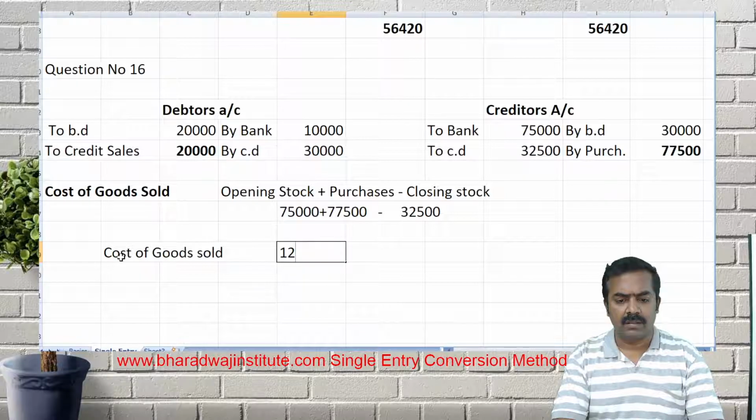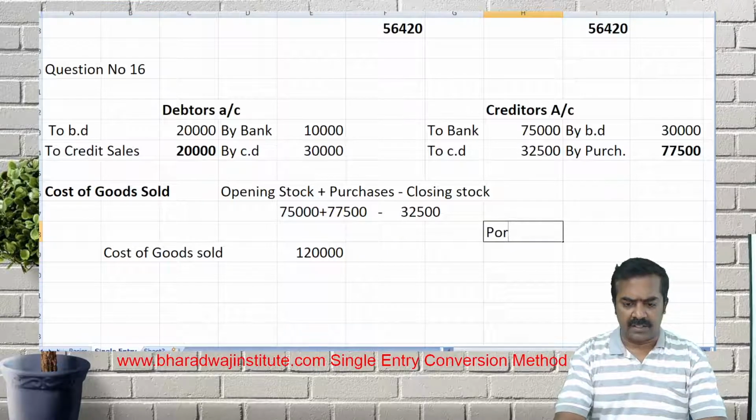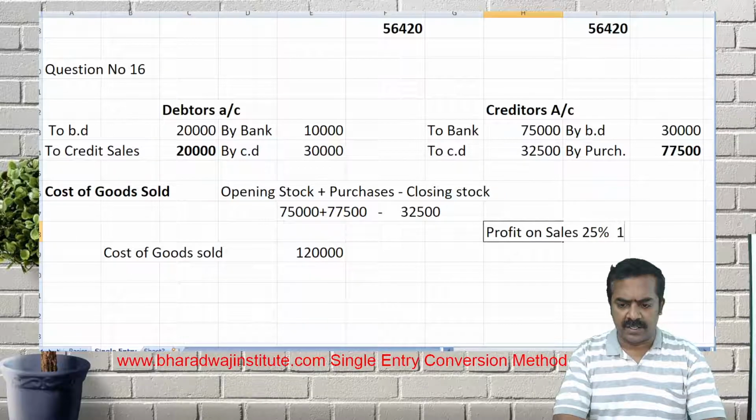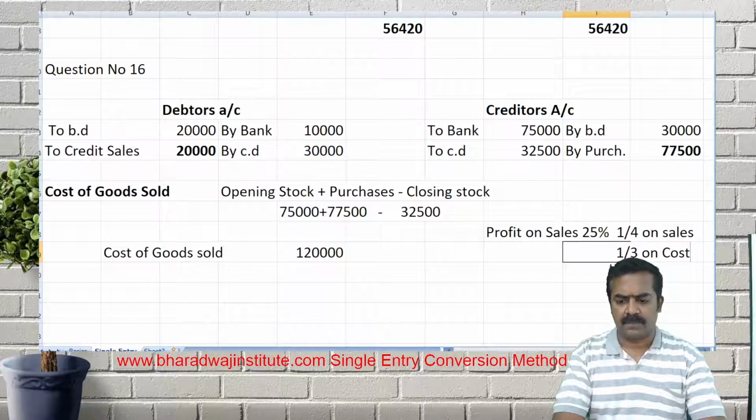1,20,000, sir. 1 lakh 20,000. Yes, sir. Wait. What is the profit on sales given? 25% on sales. That is 1/4 on sales. It will be 1/3 on cost.